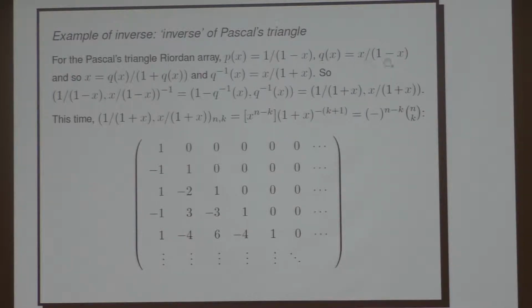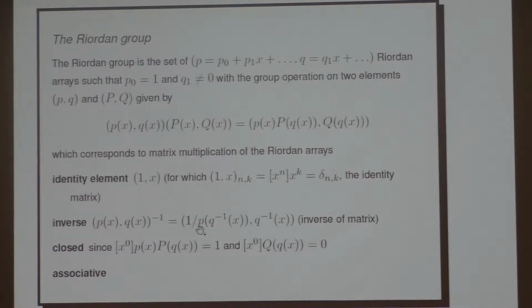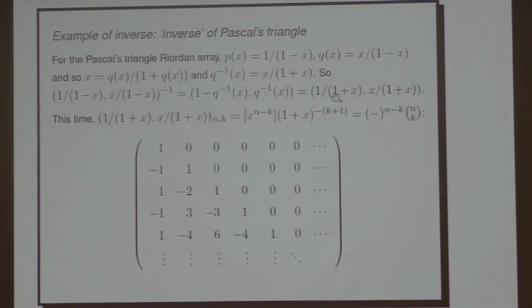We've got P is this and Q is this. So to get the inverse Q, we just rewrite x in terms of q, so q to the minus 1 is x over 1 plus x. Going back to our formula, it's 1 over p of q to the minus 1 of x, and q to the minus 1 of x. If we compute that, fairly straightforward, we end up with this as the Riordan array of the inverse Pascal triangle.